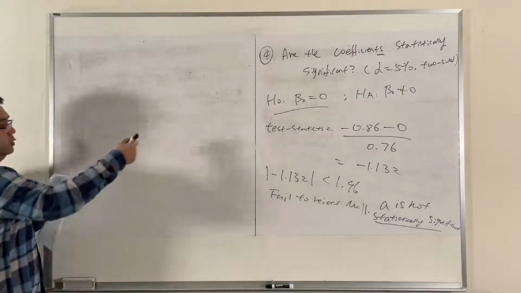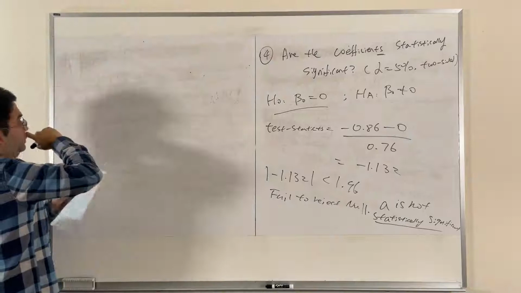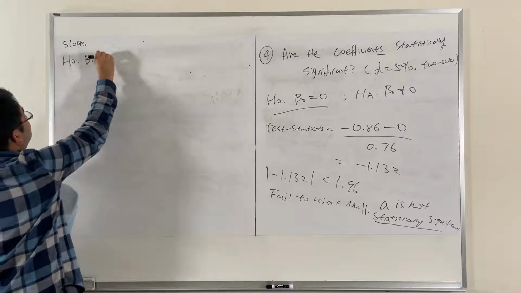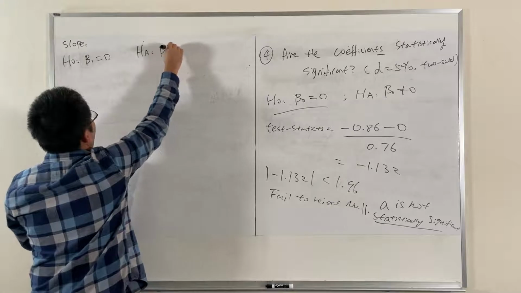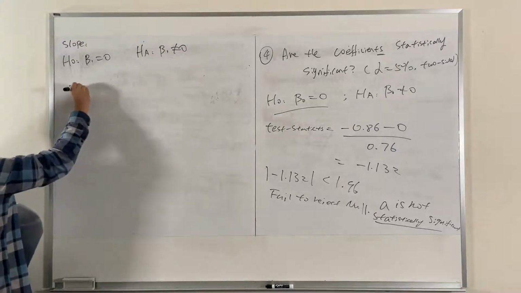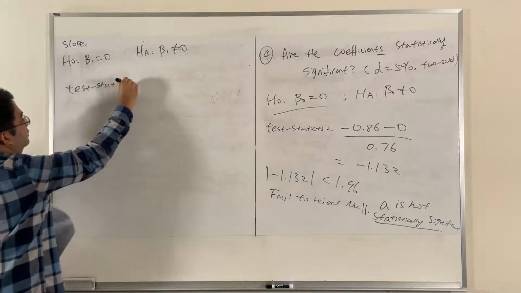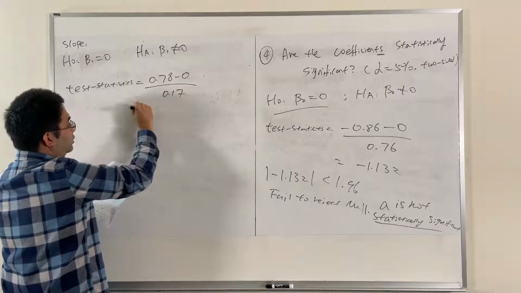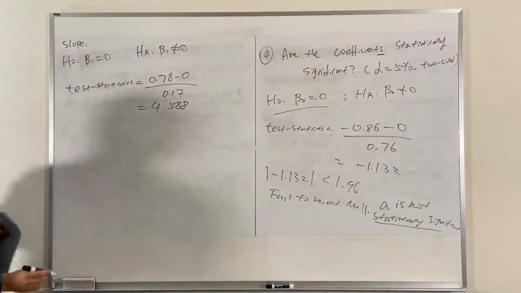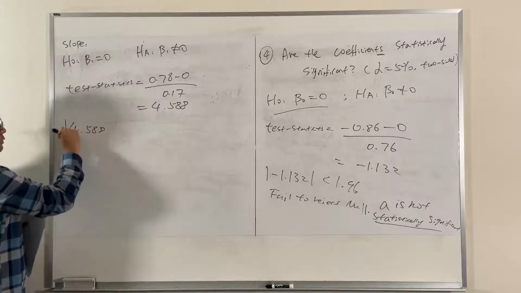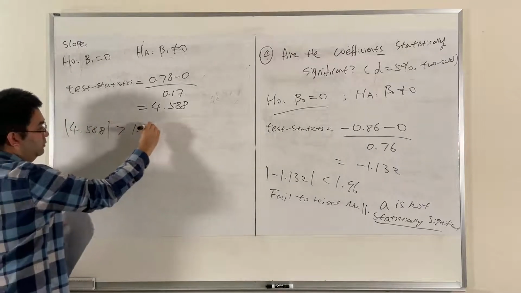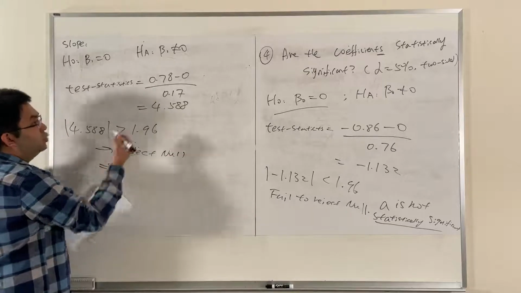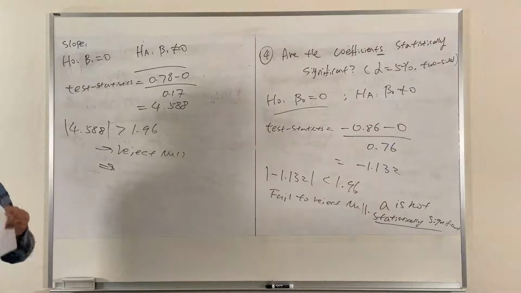Okay, so this one is the intercept. Let's focus on the slope. So the null hypothesis, this one we're doing the slope. The null hypothesis, beta 1 equals 0. The alternative is beta 1 not equal to 0. And our test statistic equals 0.78 minus 0 divided by 0.17, the standard error, which equals 4.588. Okay, and then 4.588 in absolute value is greater than 1.96, and that means we're going to reject the null. Reject the null. So the alternative is likely to be true. So beta 1 is likely to be not 0.